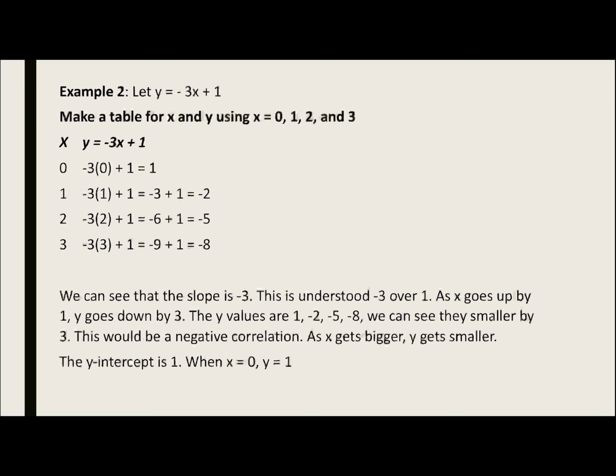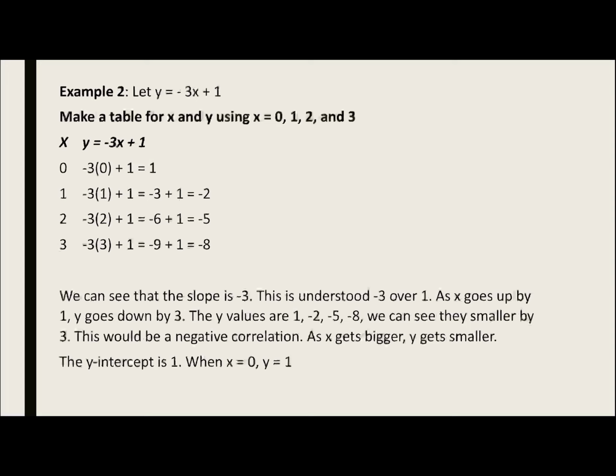Example 2, let y equals negative 3x plus 1. Make a table for x and y using x equals 0, 1, 2, and 3. Plug in 0. Negative 3 times 0 plus 1 equals 1. Plug in 1. Negative 3 times 1 plus 1 is negative 3 plus 1 equals negative 2.